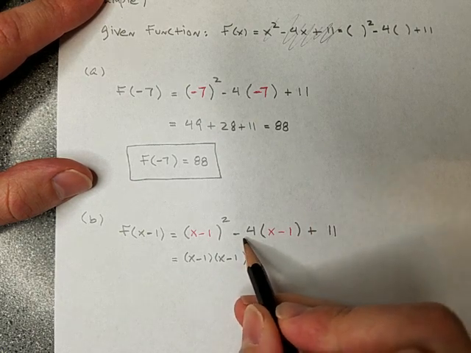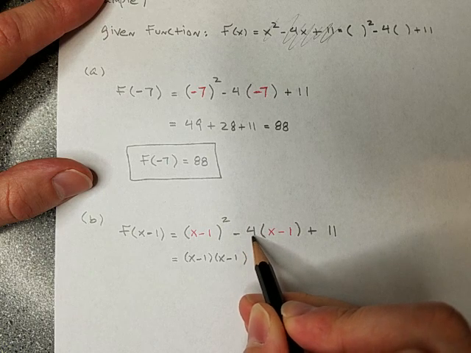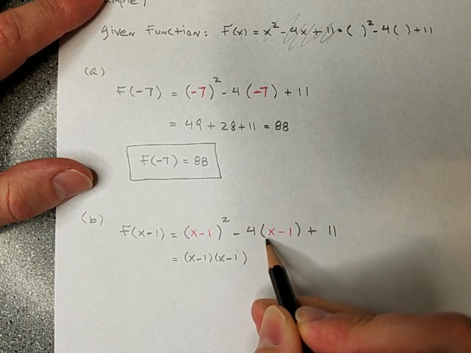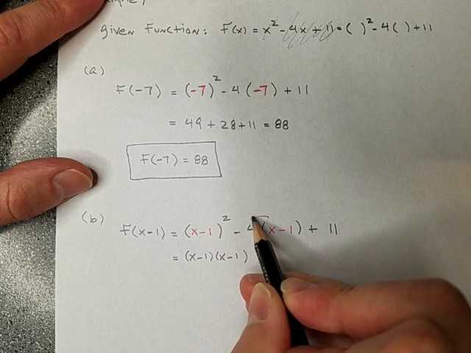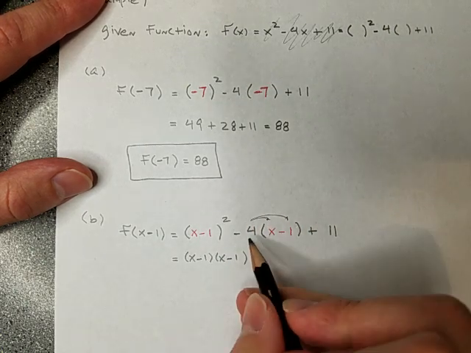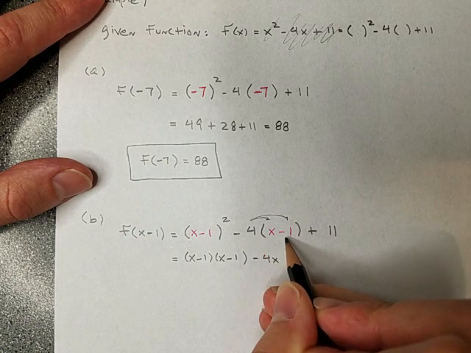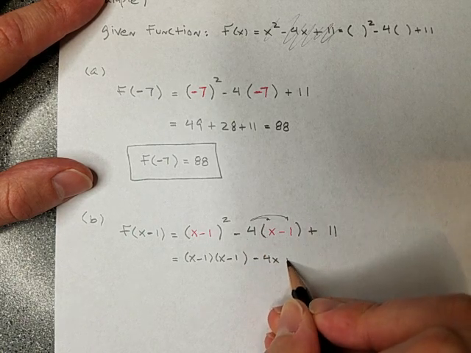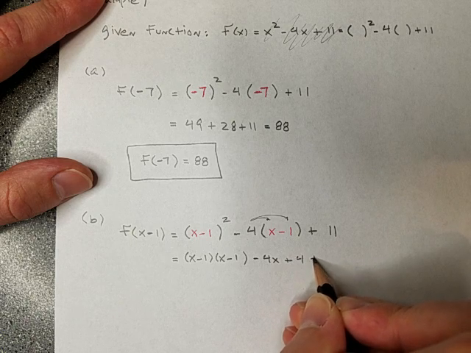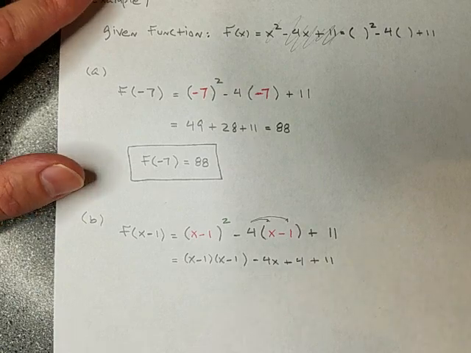And then how do you do negative 4 times x minus 1? How do you multiply the negative 4 times this entire thing? Well, it's like we're just saying everything in there gets multiplied by that number. So what's negative 4 times x? That's negative 4x. And what's negative 4 times negative 1? That would be positive 4. And then this 11, nothing's happening to that, so we're just going to carry it along.